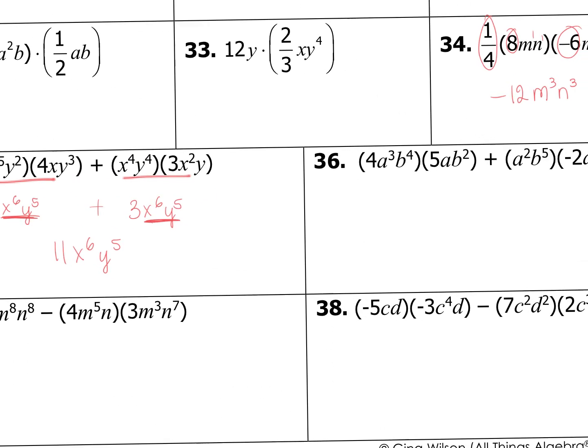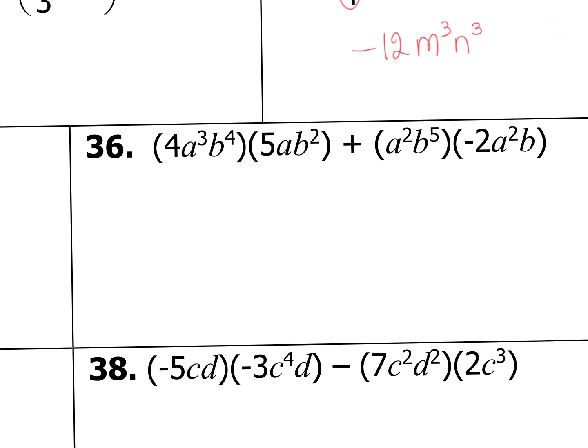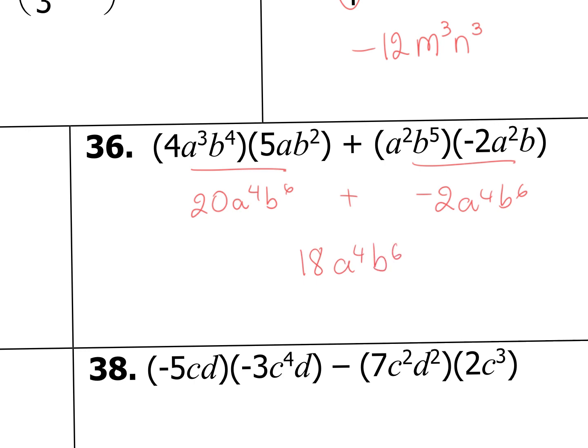Number 36, we do exactly the same thing. We multiply first before we add them. So 4 times 5, 20 for the coefficient, a to the 4 and b to the 6. This one we only have negative 2 for the coefficient, a to the 4, b to the 6. Alright, when we add them up, 20 plus negative 2, you got 18, a to the 4, b to the 6.